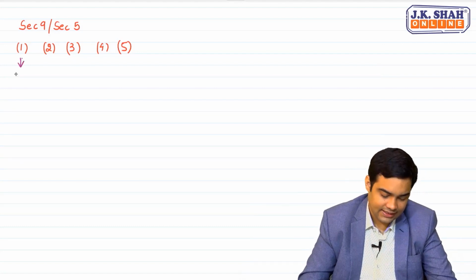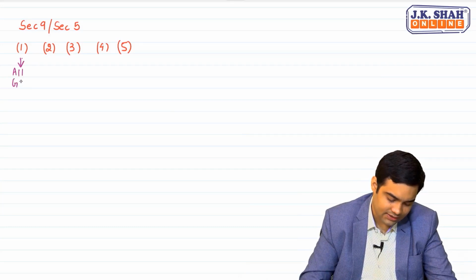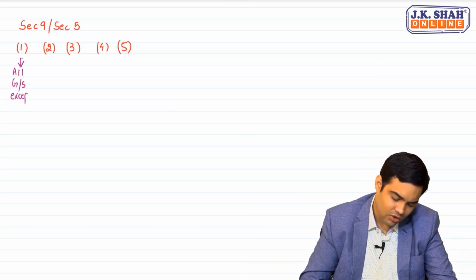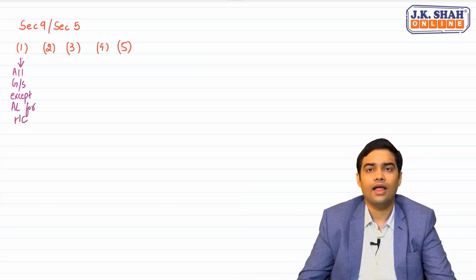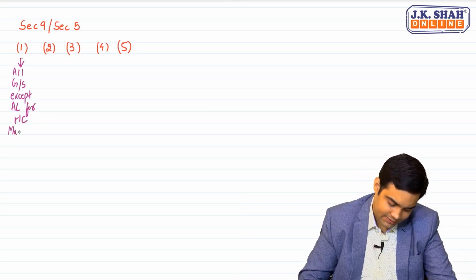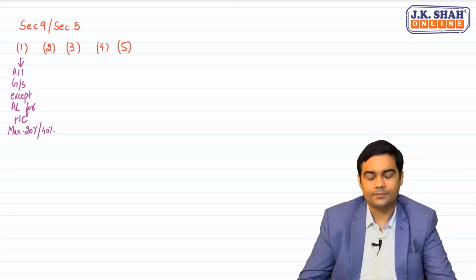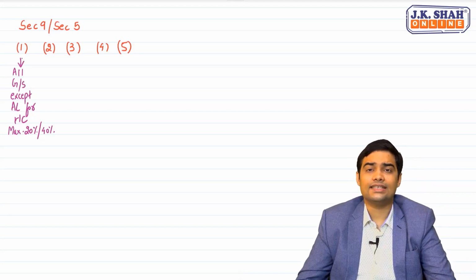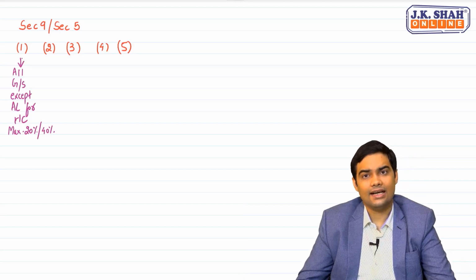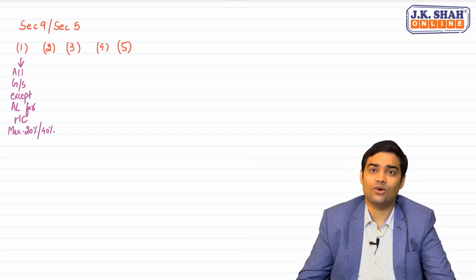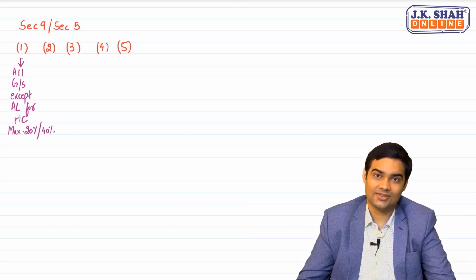9.1 says GST would be applicable on all goods or services except alcoholic liquor for human consumption. The maximum rate which is there in CGST Act is 20%, and under IGST Act it would be 40%. The rates of GST would be notified by central government on the recommendation of GST Council. Understand how powerful GST Council is. Without their recommendation, GST rates cannot be changed. Okay.